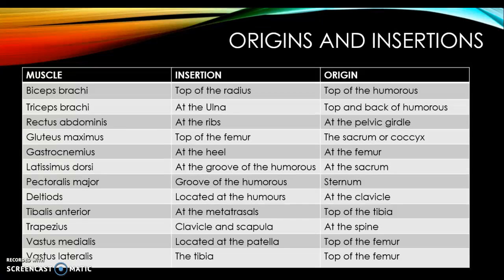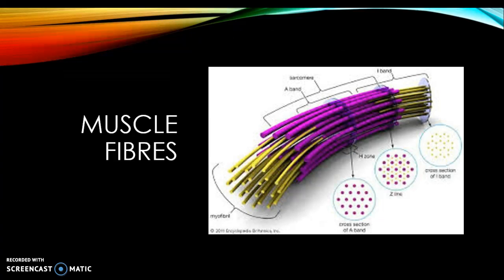And a final example would be the latissimus dorsi. So the insertion is at the groove of the humerus, and the origin is at the sacrum. So the groove of the humerus is moving, whereas the sacrum is staying still.